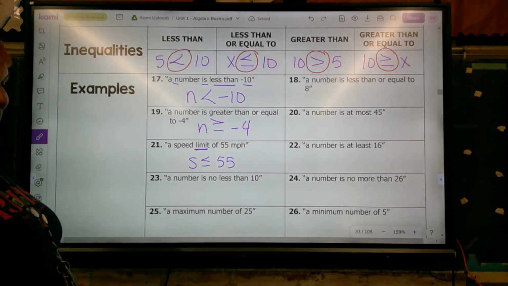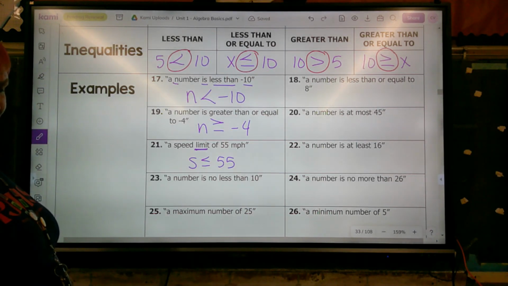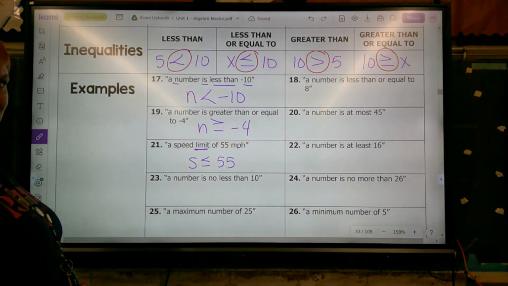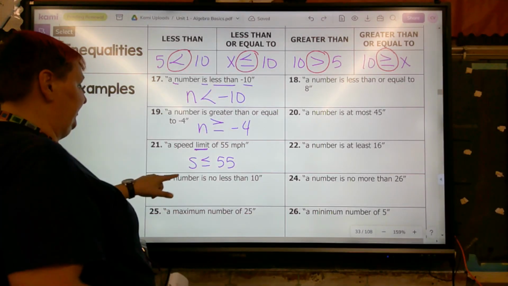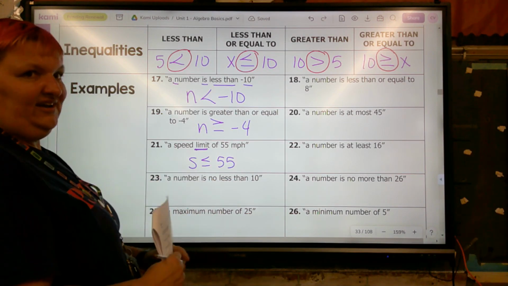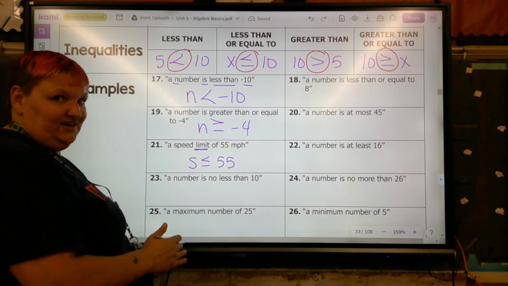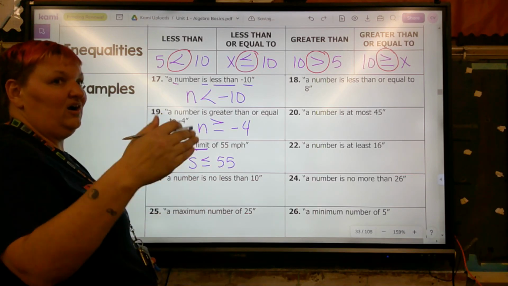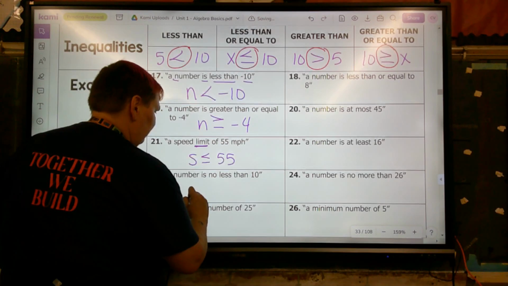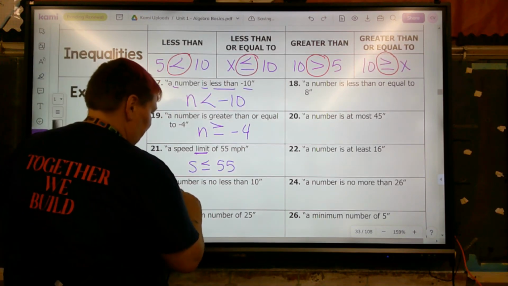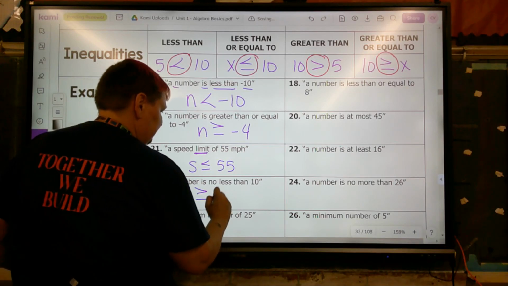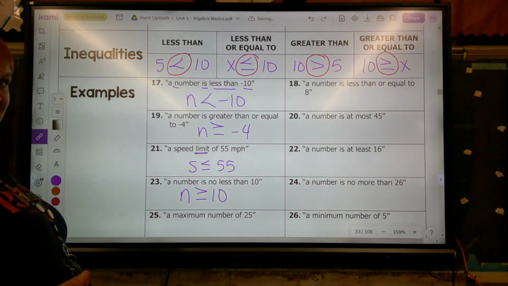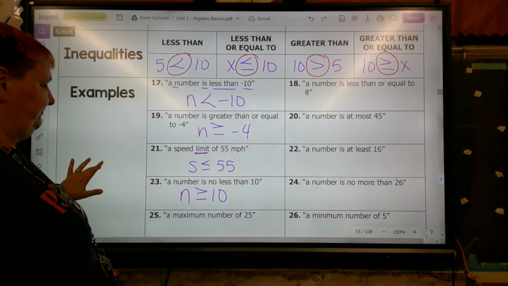I put S because it's speed, but you could use N or X or Q for all I care. It's a variable. The whole point is we don't know what it is. A number is no less than 10. It's not less than 10, which means it could be 10 or higher. A number is greater than or equal to 10. It could be 10 or it could be higher. Right?